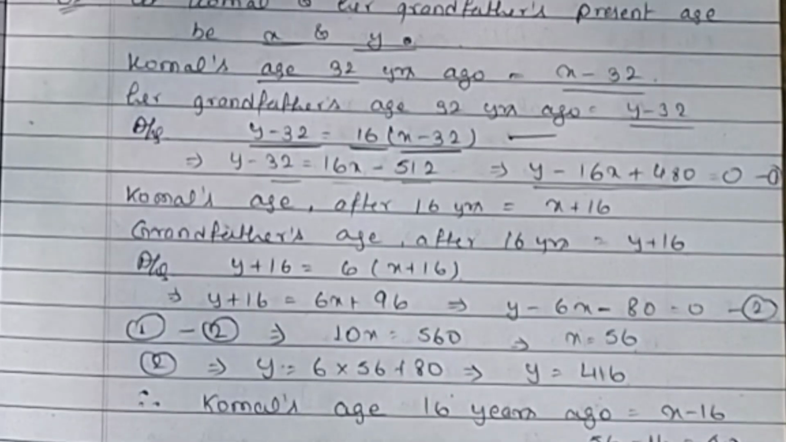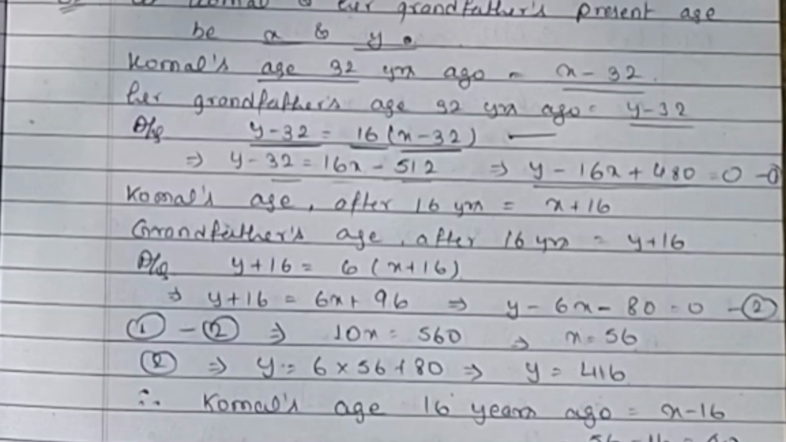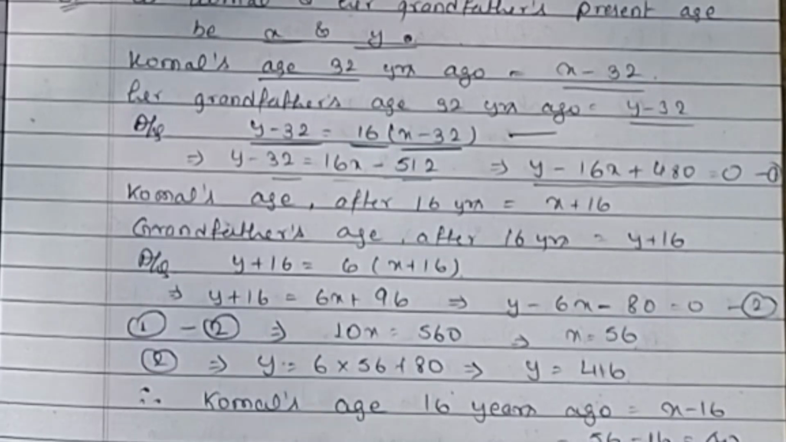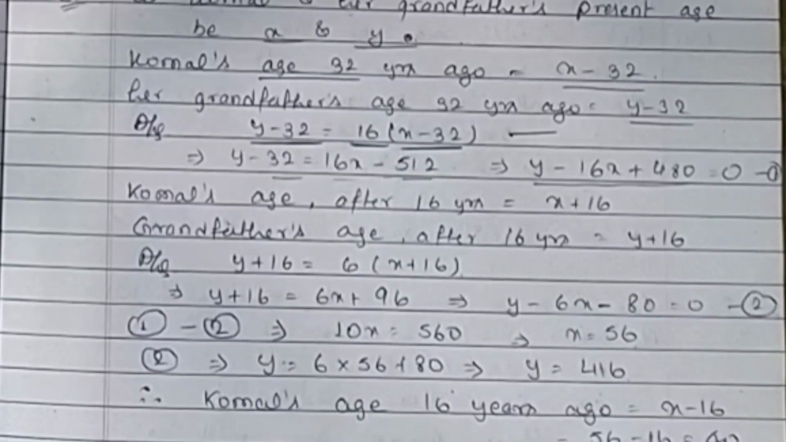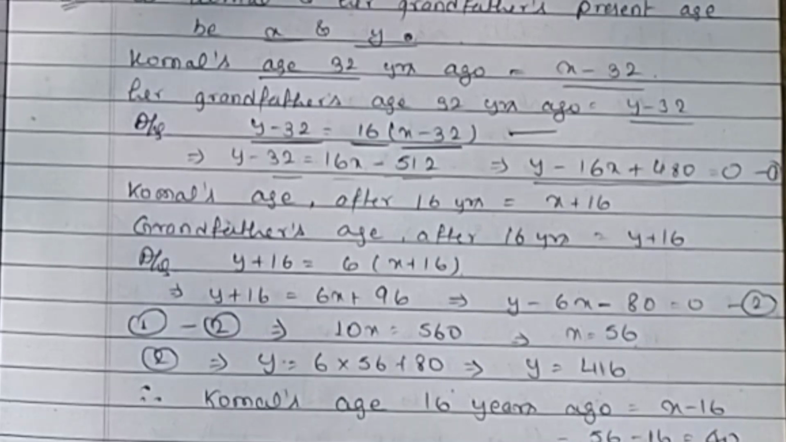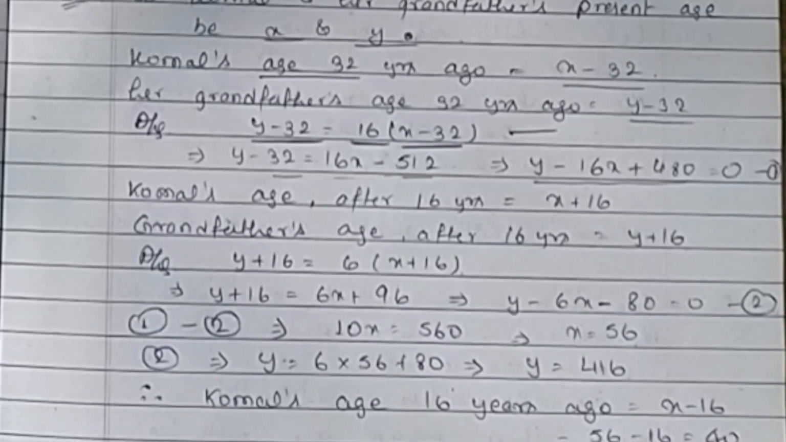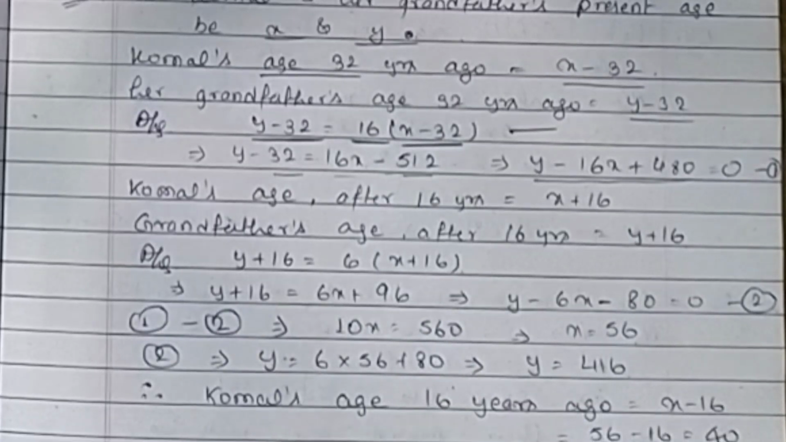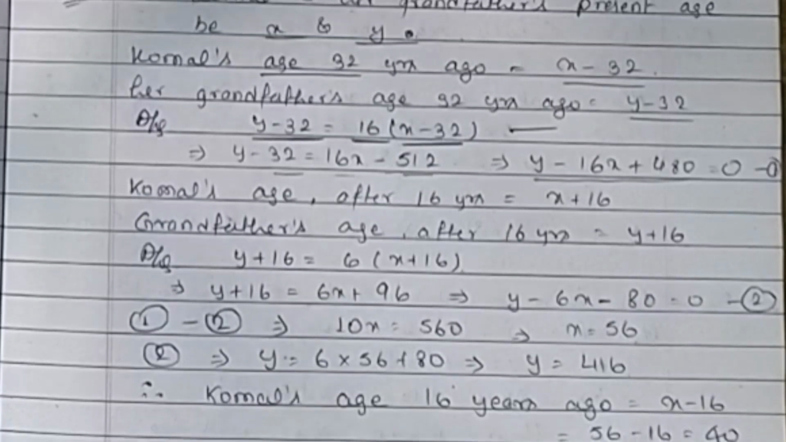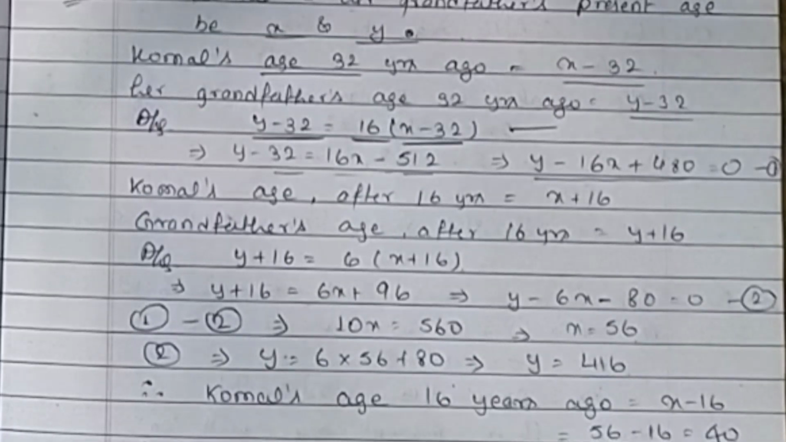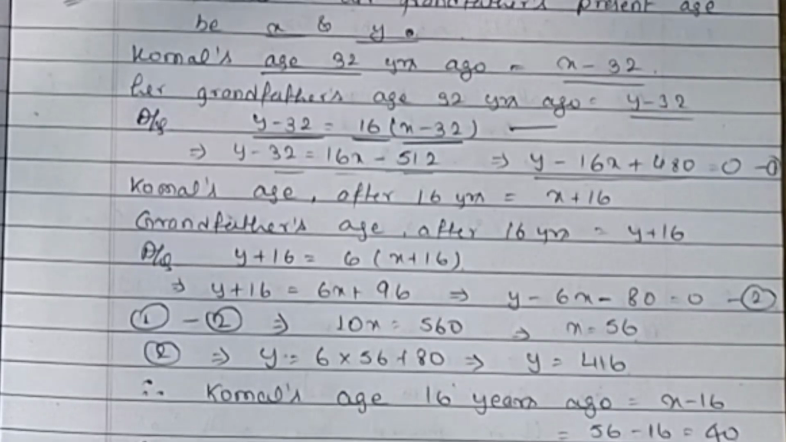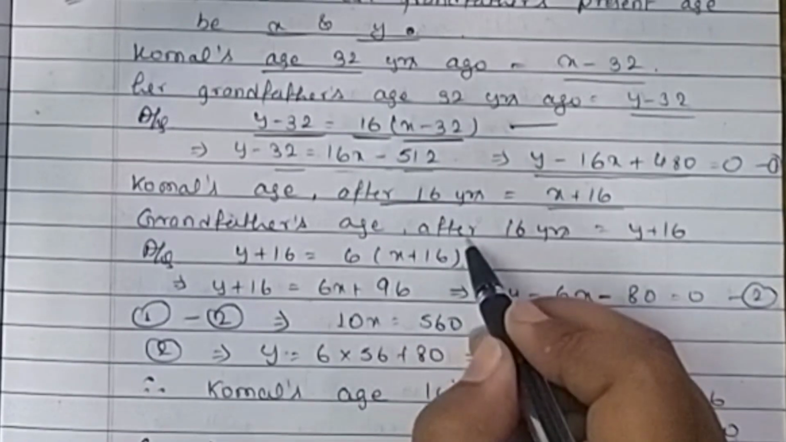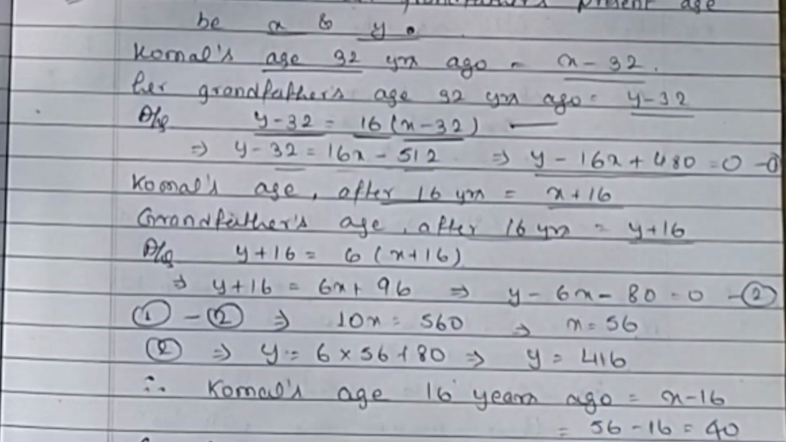So let's see what our second statement says. The second statement is discussing a time 16 years from now. It is in the future. So to find the age of Komal and her grandfather after 16 years, we have to add 16 years to the present age. So Komal's age after 16 years will be x plus 16, and her grandfather's age after 16 years will be y plus 16.